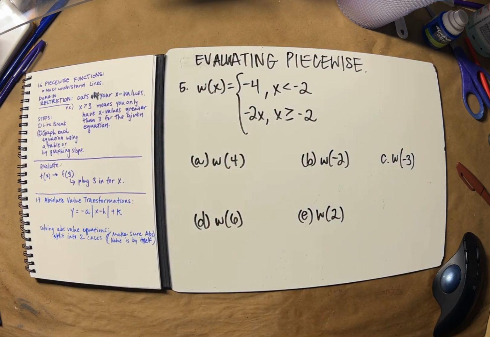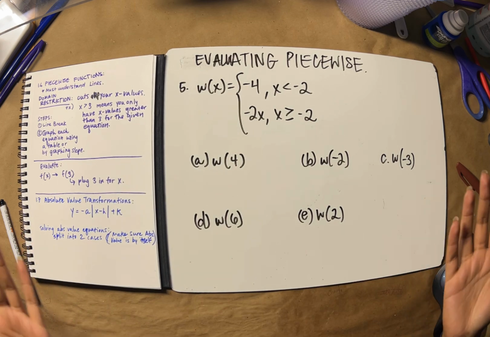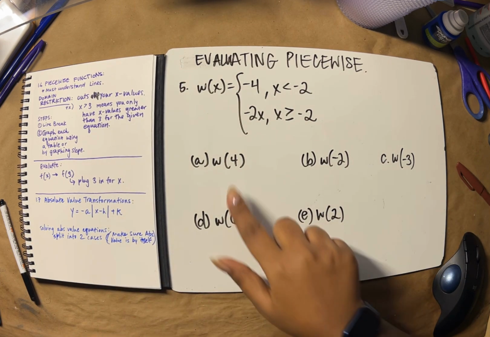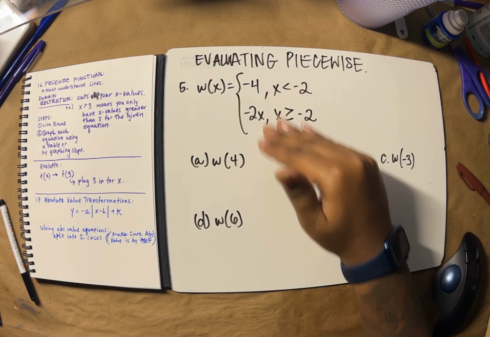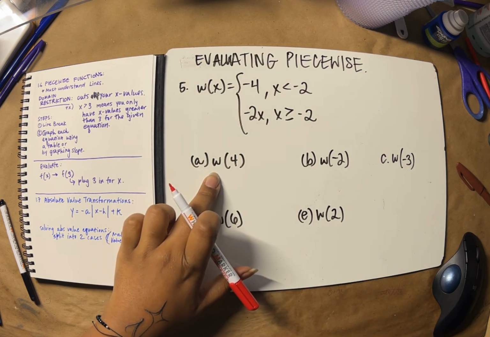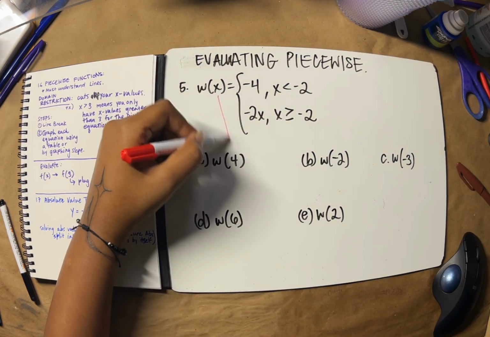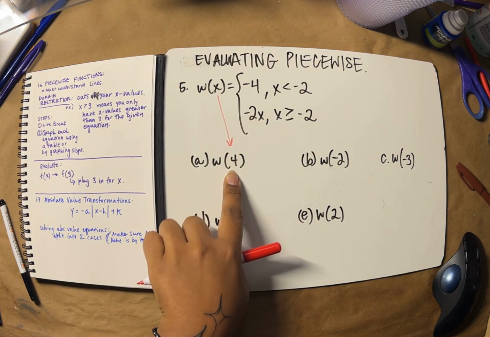Okay, evaluating piecewise. Evaluating piecewise just means that we're plugging things in. We are plugging in the number that's given in our question, so in this case, it'll be 4. And we are trying to plug it into the right equation that it's associated with. So for W of x, inside my parentheses will be an x. My x value in this case is 4.